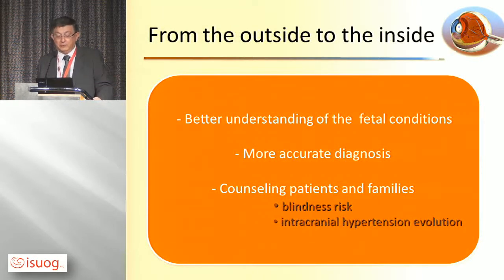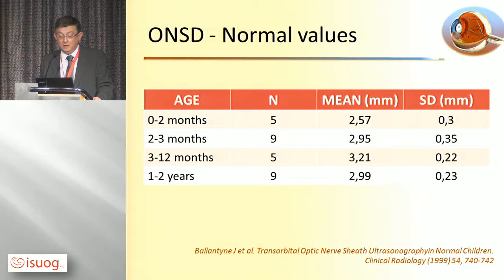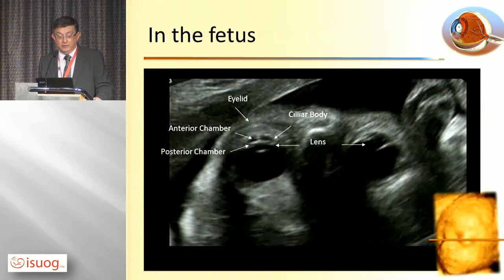We performed this study to try to understand better how the optic nerve sheaths develop in different pathological conditions, to improve our diagnostic accuracy, and to help counseling patients in these cases. Those are the measurements in children. You see here around 2 millimeters with a standard deviation.